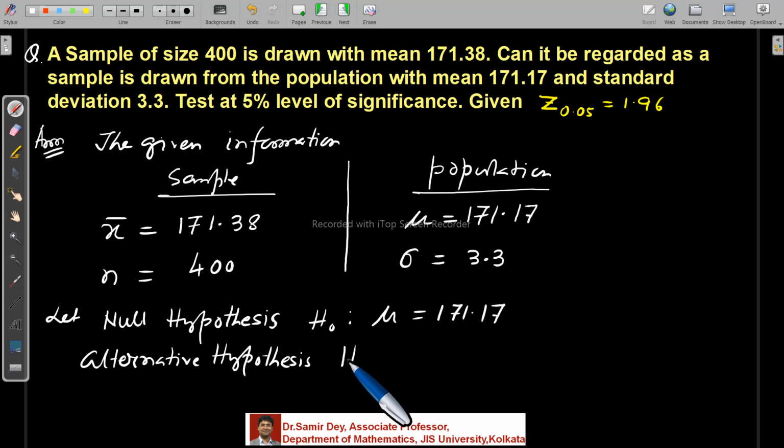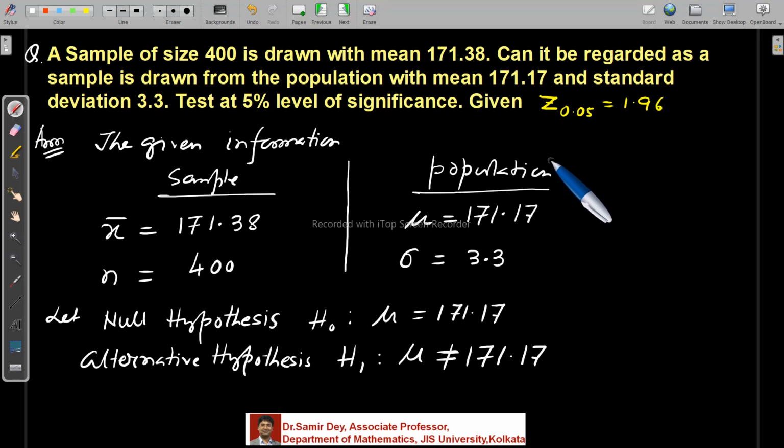What about the alternative hypothesis? It is denoted by H1. Now the question is, can it be regarded as a sample drawn from the population? The question is yes or no. If this type of answer is coming, you can write down the alternative hypothesis will be mu not equals to 171.17. Is it clear? Here the question is whether this sample is coming from this population, yes or no. Okay, so in that situation you should write not equals to. Is it clear? I repeat once again.